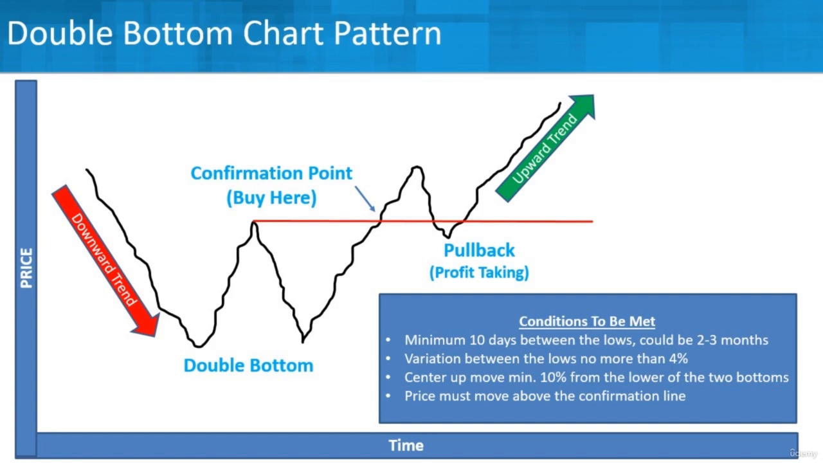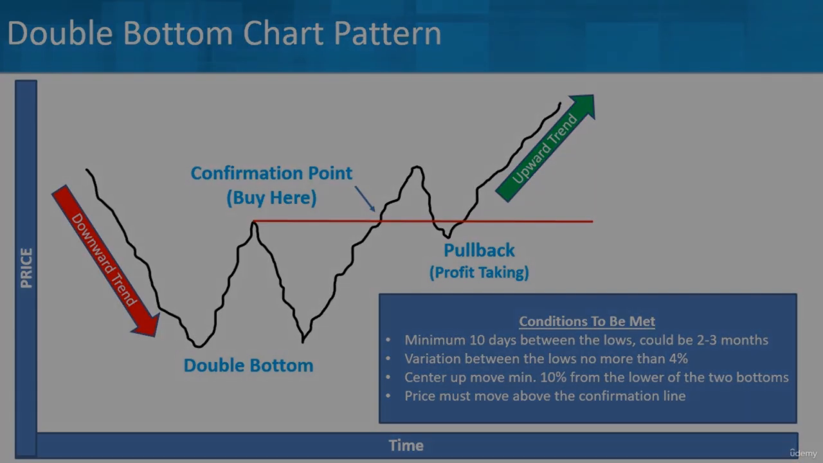And then the price must move above the confirmation line. That's the important part of a double bottom chart pattern. It's got to break through that confirmation point to show a true reversal. Even though there might be a pullback later, it's got to break significantly through that confirmation line. So you're looking for that as well. So when you're looking to trade on a double bottom, you need to make sure that these conditions are met along the way. But it can be a very powerful pattern to trade on.